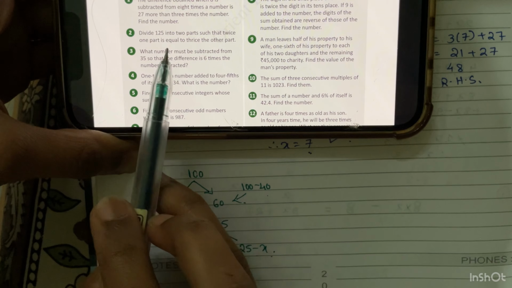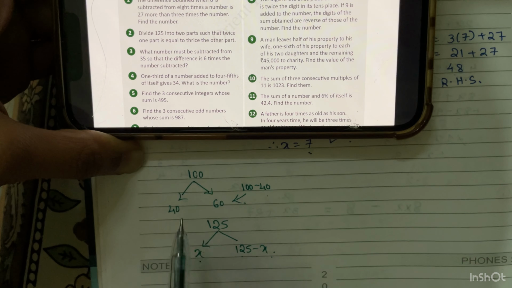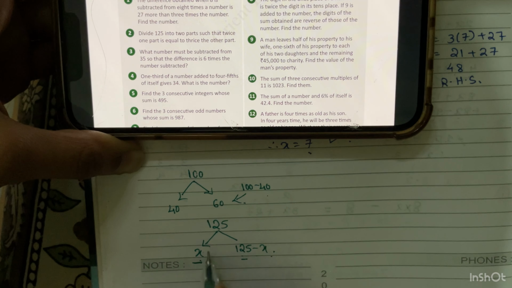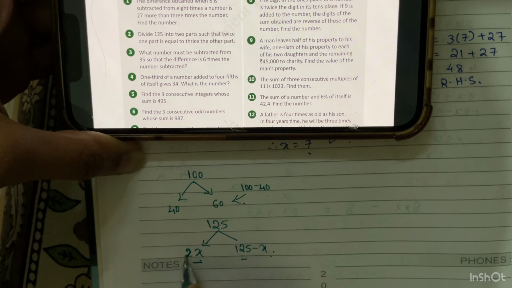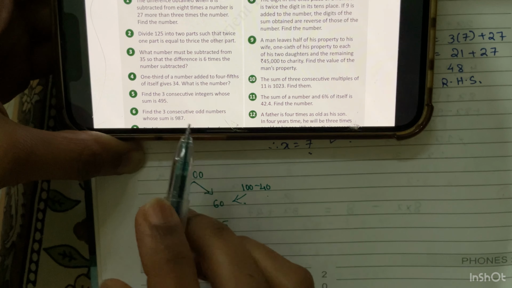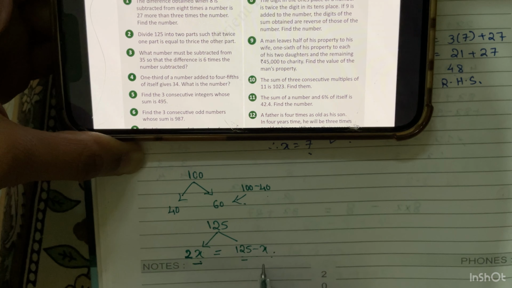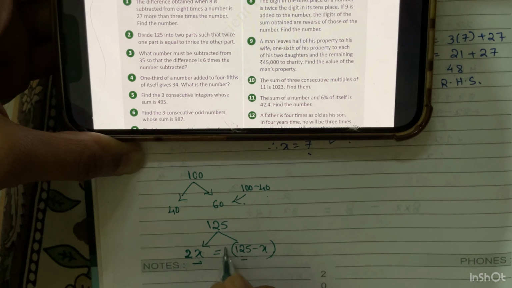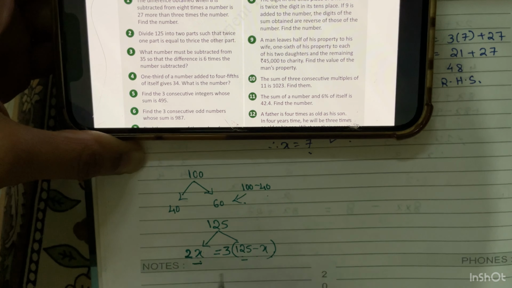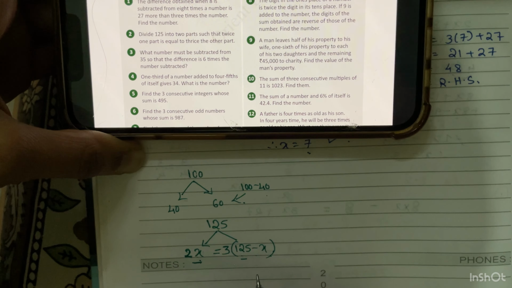Now in that, divide 125 into two parts such that twice one part, this is one part and this is another part. If I consider twice the part, is equal, so we have to put an equal sign, equal to thrice the other part. So the other part will be thrice, that is nothing but 3 times. Now see here, twice the one part is equal to thrice the other part, okay.